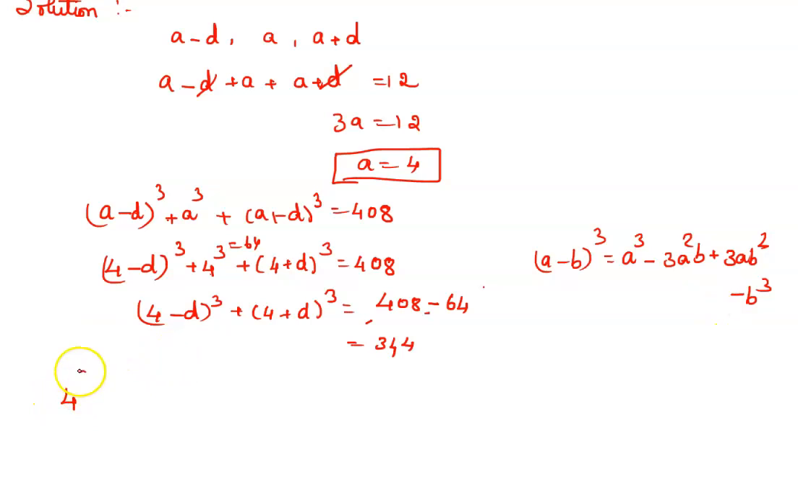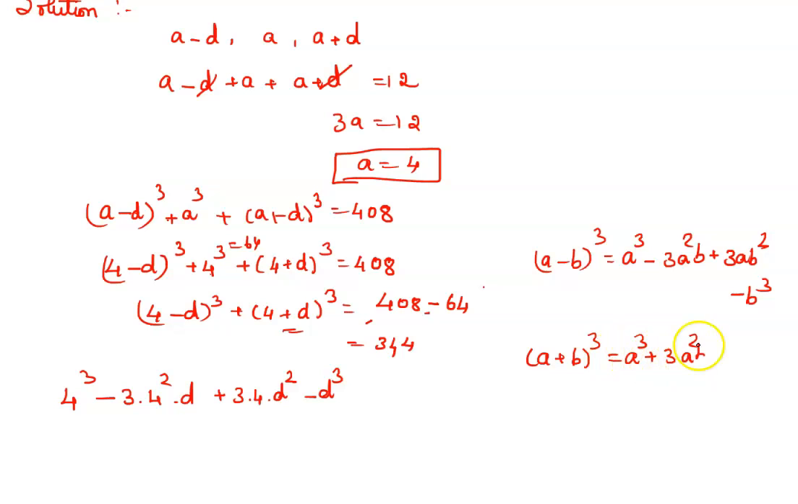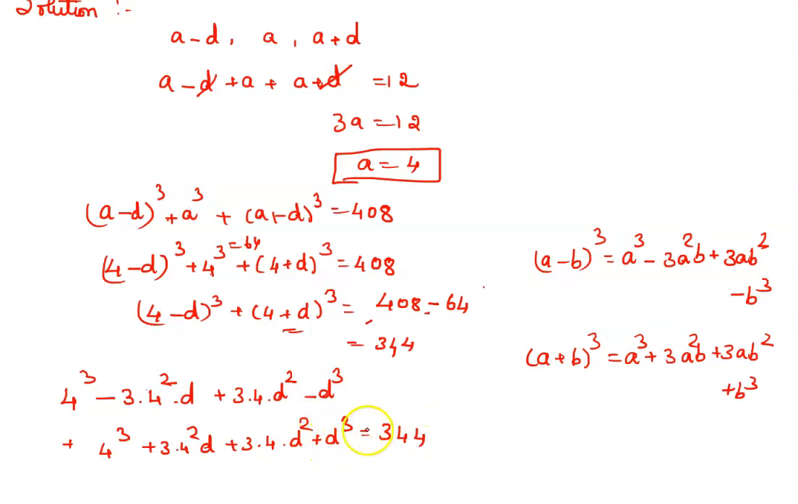So here we get 4 cube minus 3 into 4 square into D plus 3 into 4 into D square minus D cube plus, and for this we will use another identity, that is A plus B the whole cube is equal to A cube plus 3A square B plus 3AB square plus B cube. So substitute here. So plus 4 cube plus 3 into 4 square into D plus 3 into 4 into D square plus D cube equal to 344.